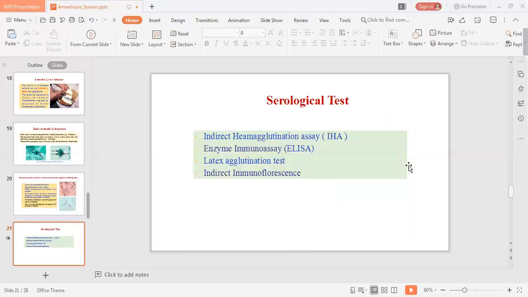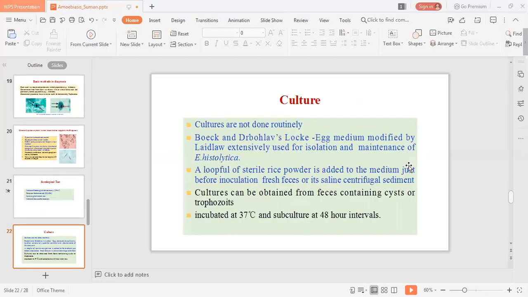So in case of a study, whether it's an invasive one or a non-invasive one, we have to go for a serological test. There are 4 different types of serological tests that can be performed to confirm invasive amoebiasis. The tests are indirect hemagglutination assay, enzyme immunoassay, latex agglutination assay, and indirect immunofluorescence. With these tests you can confirm whether it's an invasive amoebiasis or a non-invasive amoebiasis.